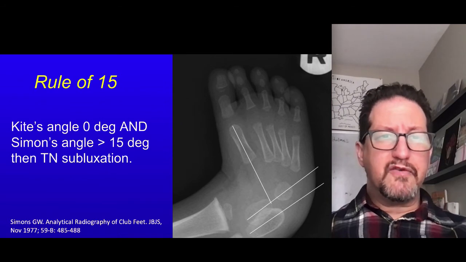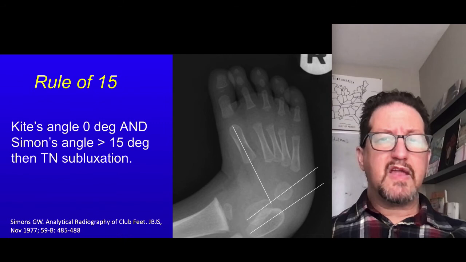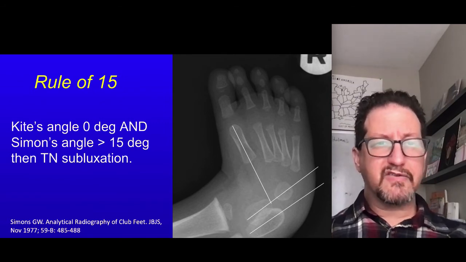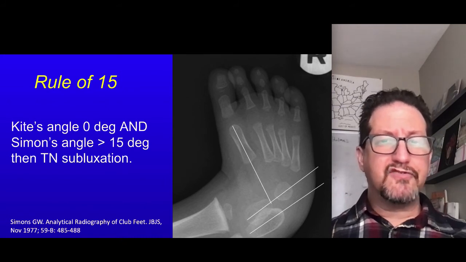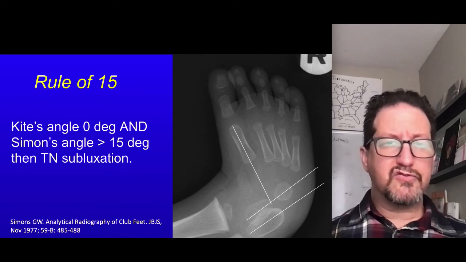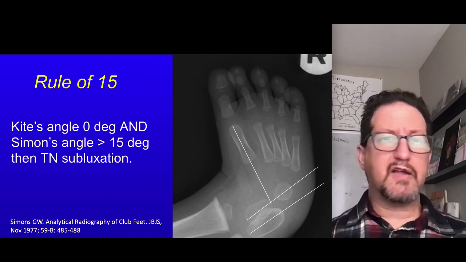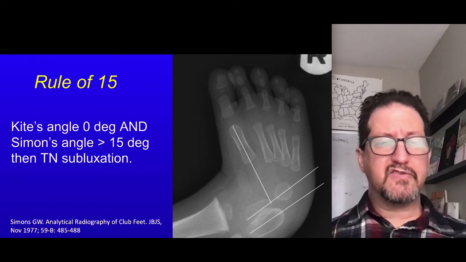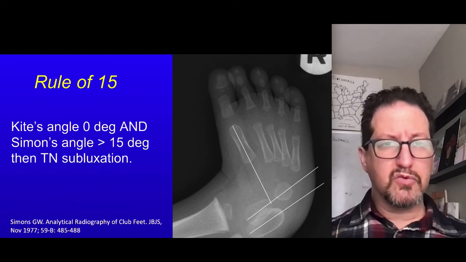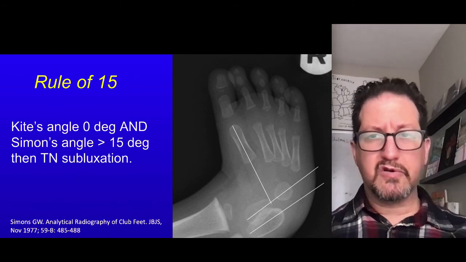If the Kite's is 0 and Simmons is greater than 15 degrees, then you can predict that the talonavicular joint is subluxed. And as you can see, or not see, in this radiograph, the navicular is not even there because this child is not 3 to 4 years old. So if you need to predict that the TN subluxation is present, this is the way to do it. So the rule of 15. So that kind of answers your question about the rule of 15.